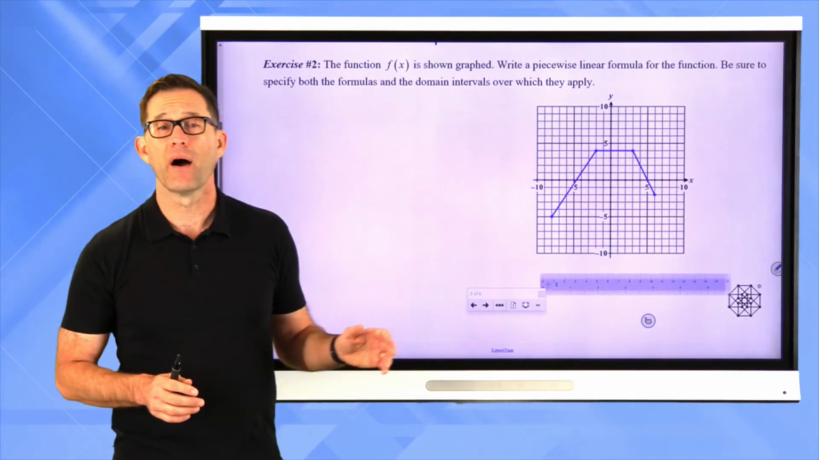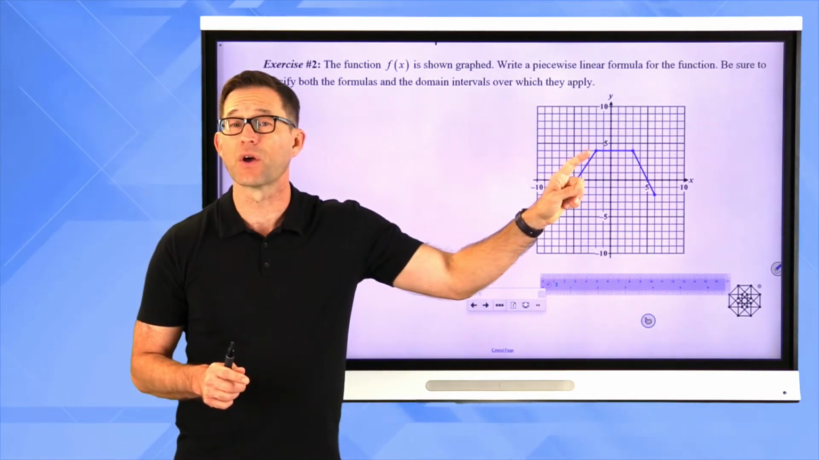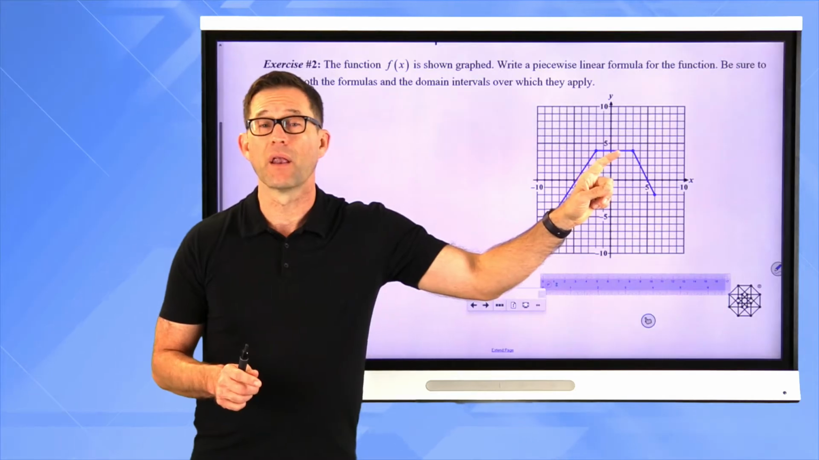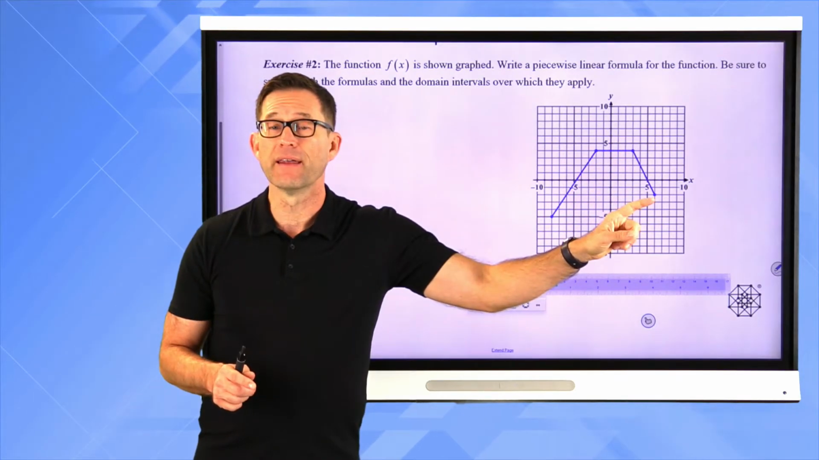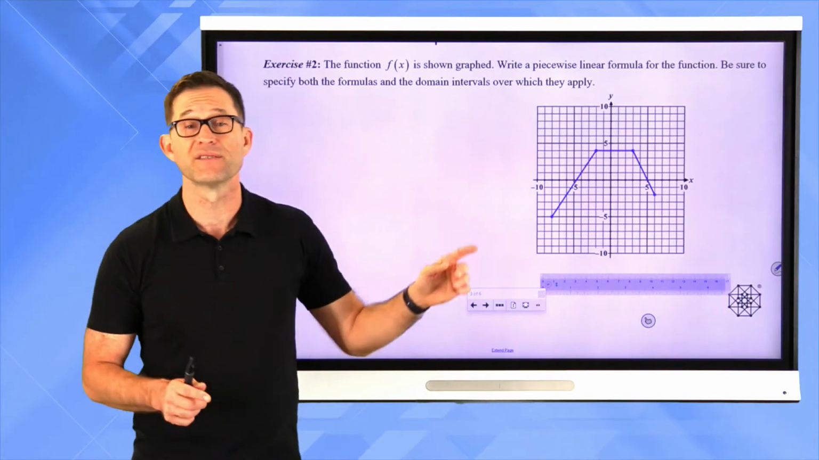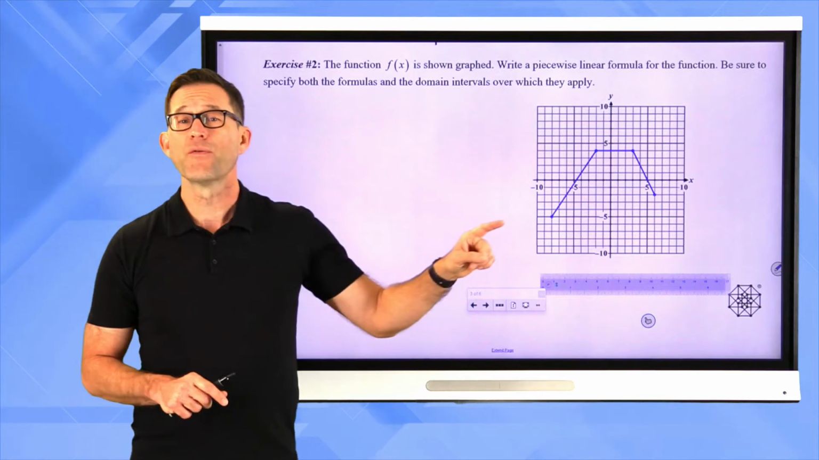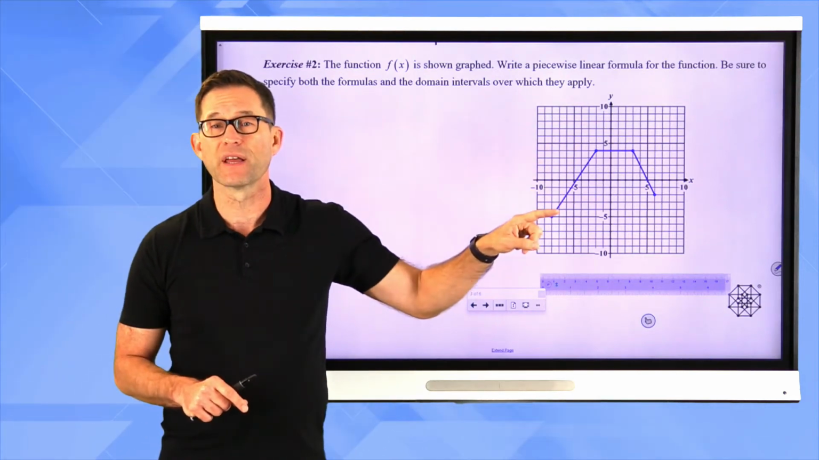Now, it should be pretty obvious here. We've got 3 lines, right? We've got this original slanted line that's going up, we've got this horizontal line that's going over, and then a slanted line that's going down. So we're going to need 3 different formulas, the easiest of which is going to be the horizontal line, but we'll get there in a moment. So first, let's talk about this particular line.